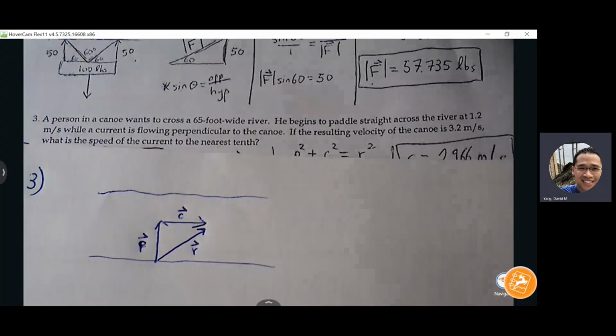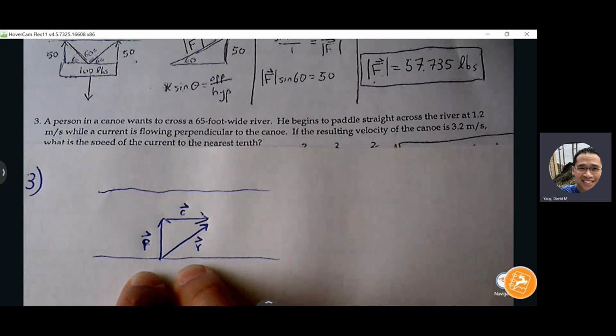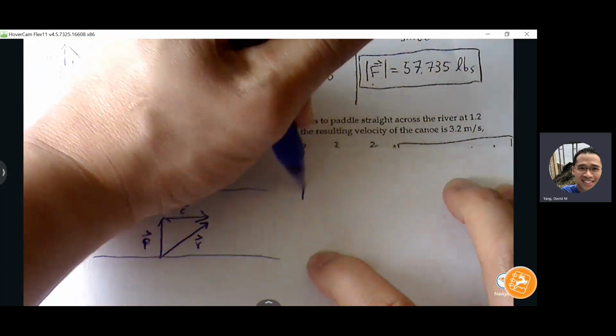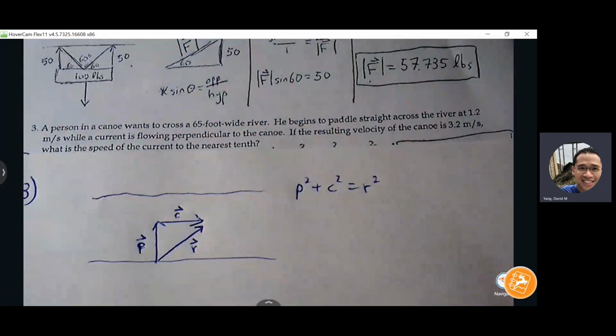So we know that vectors P, C, and R are forming a right triangle. If I know the magnitudes of two of them, I can just use the Pythagorean theorem to find the magnitude of the third one. This is only asking for the magnitude, so we can completely ignore the direction, which is already taken care of, and it's a right triangle. So we know that P squared plus C squared equals R squared, right? We have that relationship because it's a right triangle.